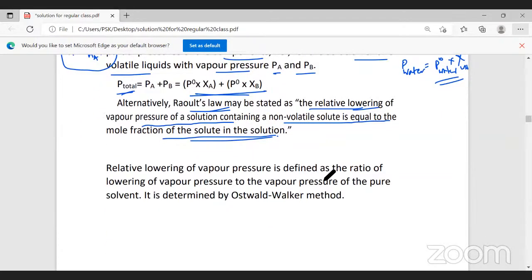Relative lowering of vapor pressure is defined as the ratio of lowering of vapor pressure to the vapor pressure of pure solvent. It is determined by Ostwald-Walker's method. We will learn Ostwald-Walker's method a little later. That experimental procedure you do not have in your syllabus. You need to know only the mathematical representation. I will teach you that a little later.